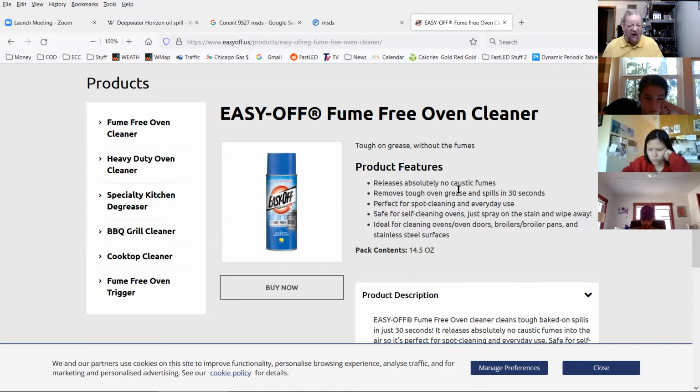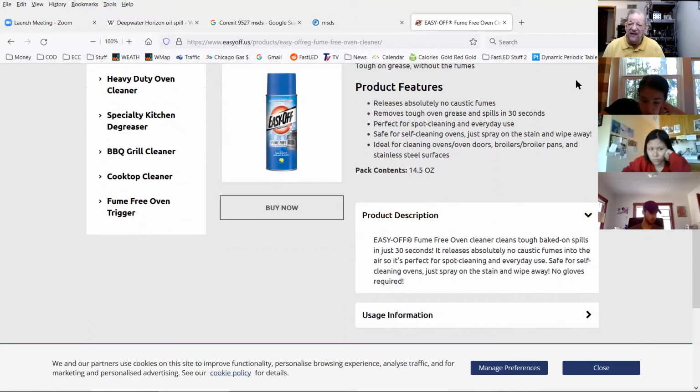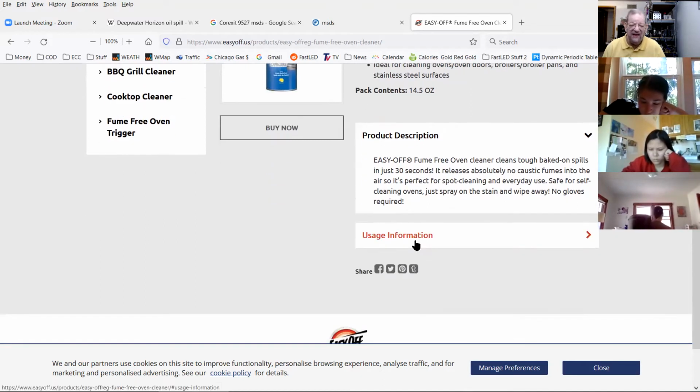Now, this one works quite well. I know I've done my oven, I've done my sister's oven, I help her out. You spray it on there and let it sit for a while. Now it says 30 seconds. I let it sit for about 10 minutes because my sister's oven was really bad.